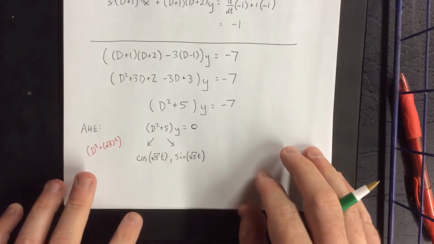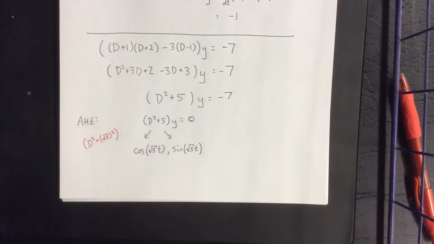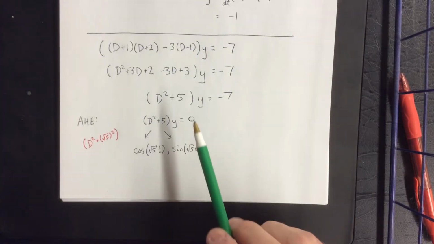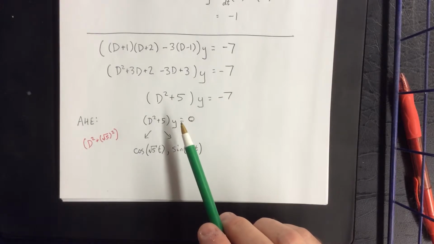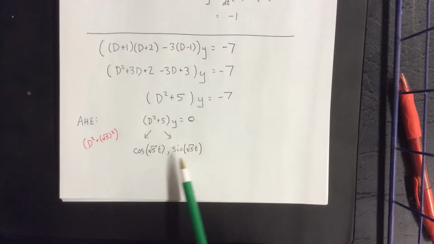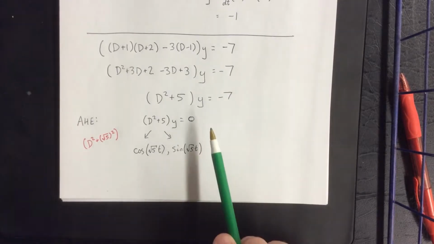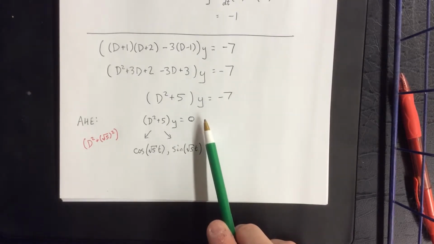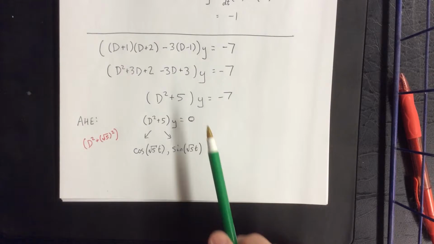Now, I'm going to wave my hands at this a bit. Rather than trying to do annihilators or something, what I'm going to do is apply the superposition principle and say that because we have a constant over here and the constant is not part of the complementary solution, we can assume that our particular solution is going to be a constant as well.